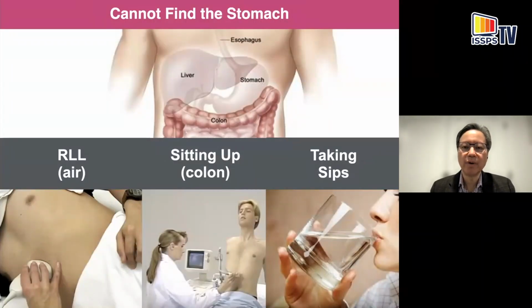Sometimes the colon is in the way, and you can sit the patient up at a 45-degree angle. And you may gently massage the epigastric area and hope the colon would descend and get out of the way. And finally, if I really don't know, I will cheat and ask the subject to drink a little bit of fluid, because fluid is so easy to identify. Keep the patient in the right lateral decubitus and wait to see where the liquid appears, and that's where your stomach is.